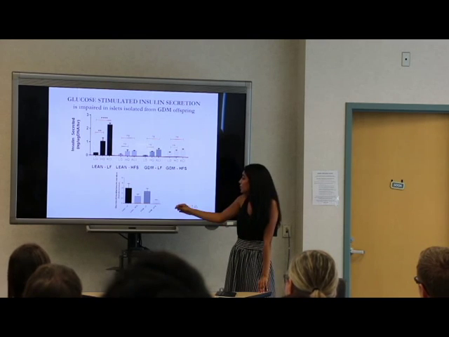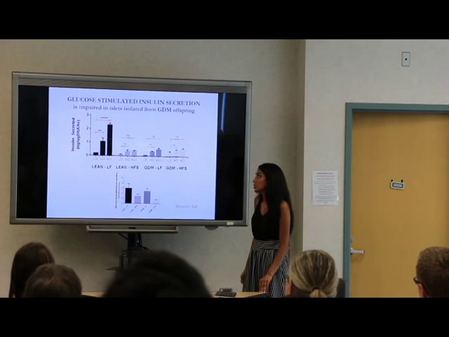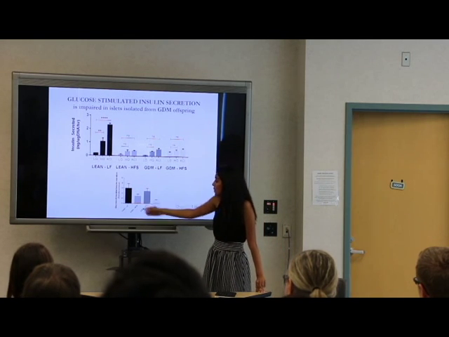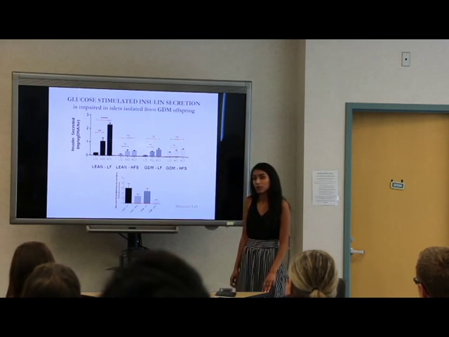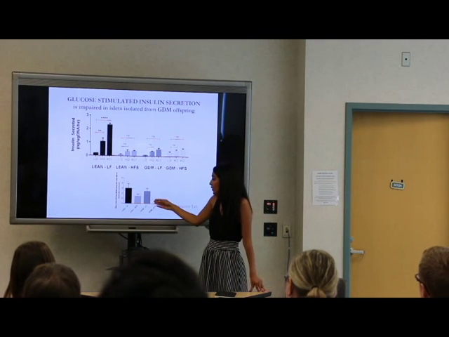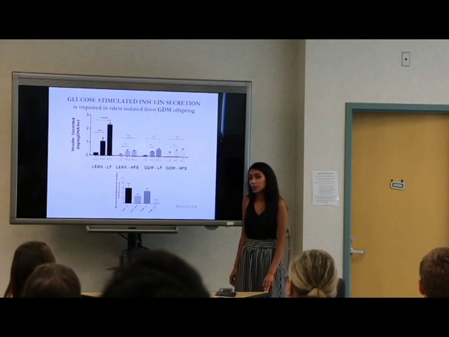So the graph underneath it is just a full representation of the previous data. So here's our offspring from a lean mom on a low-fat diet, which is our control group, showing about a six-fold increase in insulin secreted. And then our offspring from a lean mom on a high-fat sucrose diet shows about half that fold increase in insulin secreted in response to high glucose.